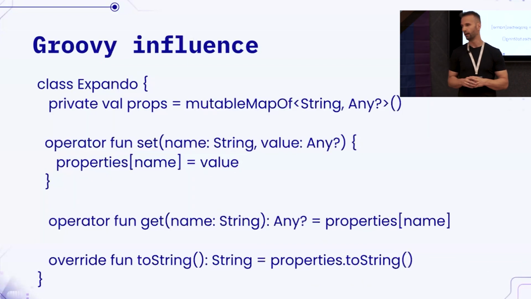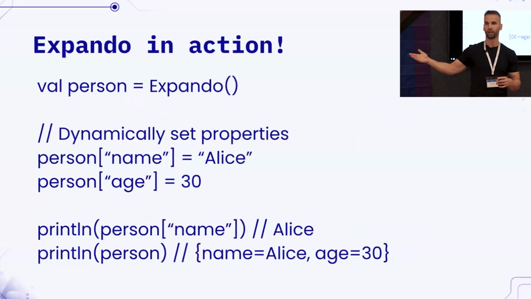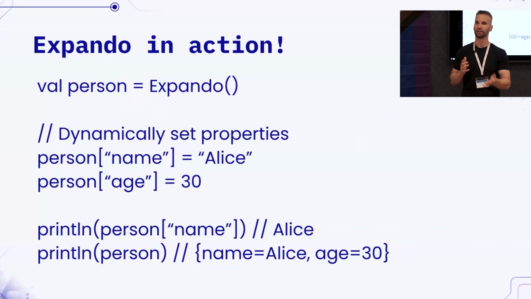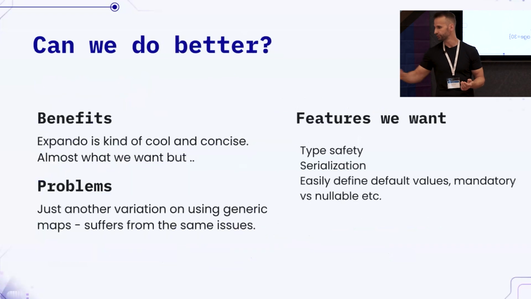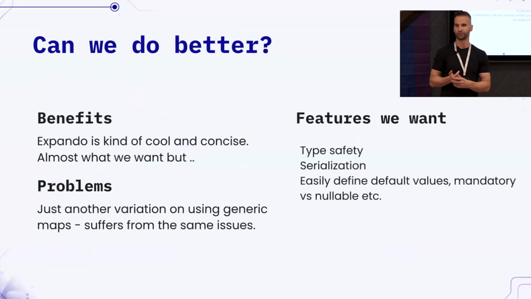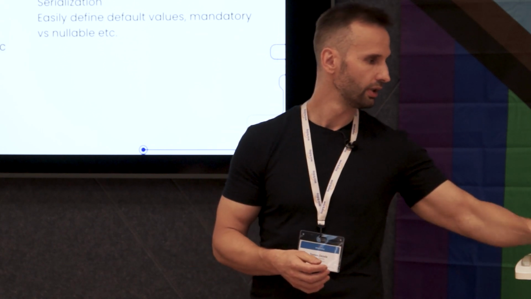So inspired by Groovy, I can define this class, which is again based on a generic map. And then I can do something similar to what I was able to do with the JavaScript code. So now I can easily define new properties on the fly. But that's cool, but still has the same kind of a problem. And it's not just good enough. It's not good for what I wanted to achieve.